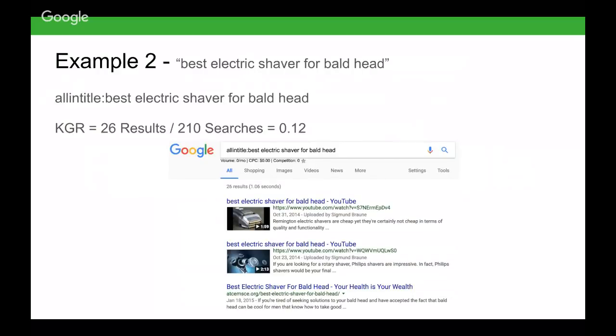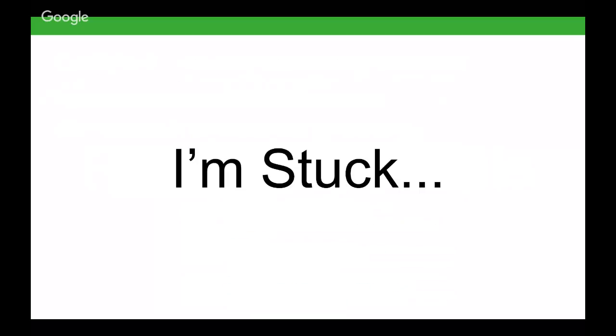Next, best electric shaver for a bald head. That one hits close to home for me. In this case, we check out the all in title, and we see we have 26 results, and there's 210 searches. That gives us a 0.12 as the ratio, which of course is less than 0.25. That indicates something where it's relatively low competition. You obviously have a low number of searches, so it fits all the check boxes that we need. You end up with a great keyword to go after, and this one works wonderfully.